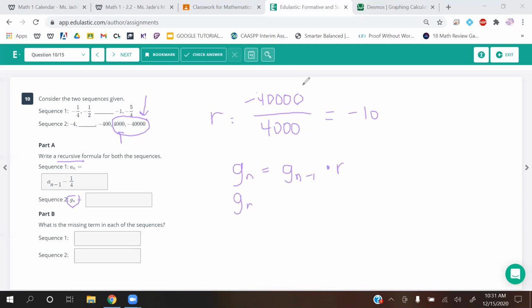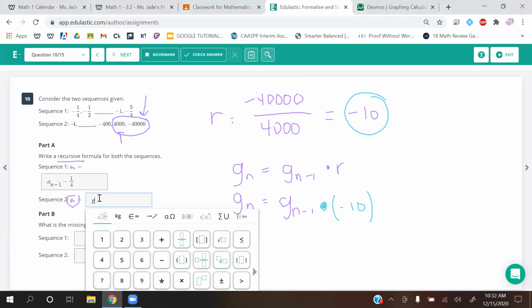So the only thing that you need to replace in this formula is the r. And the r we just solved for was negative 10. So that's what we're going to type. G sub n minus 1 times negative 10. G, and then I want the little thing. Well, it's not showing it to me.